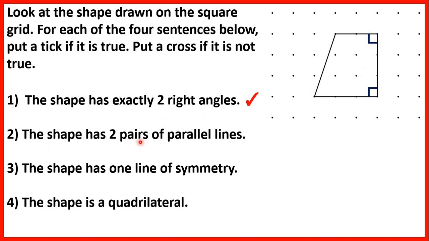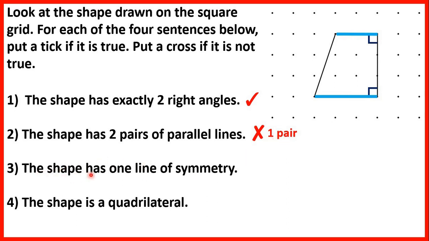Now the shape has 2 pairs of parallel lines. Remember, parallel lines are like train tracks. They would go on forever if we extended them without ever crossing. So this line here and this line here are parallel to each other, but our other 2 lines are not parallel, because if we extended them, they would eventually cross. So this is not true because our shape only has 1 pair of parallel lines. Remember, if 2 lines are parallel, that counts as 1 pair.